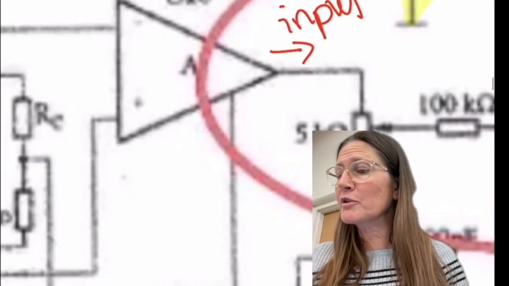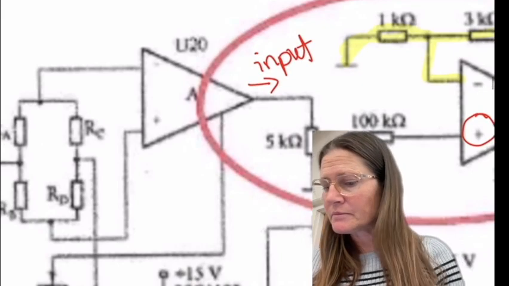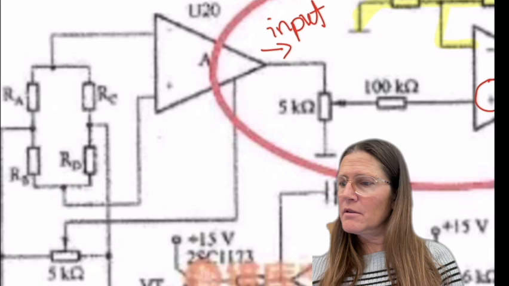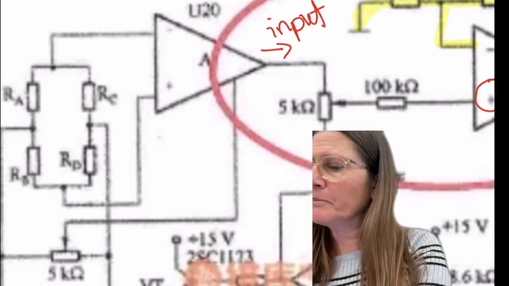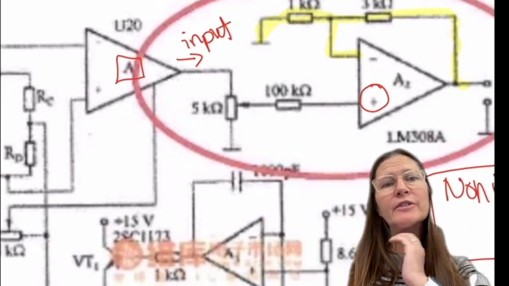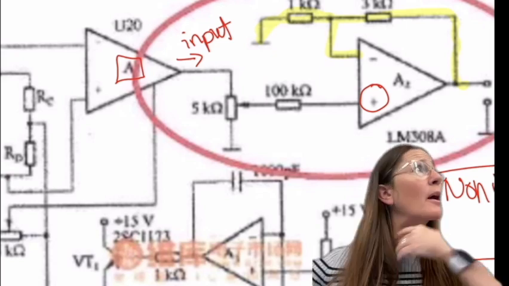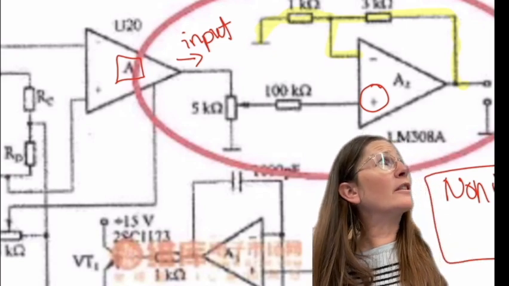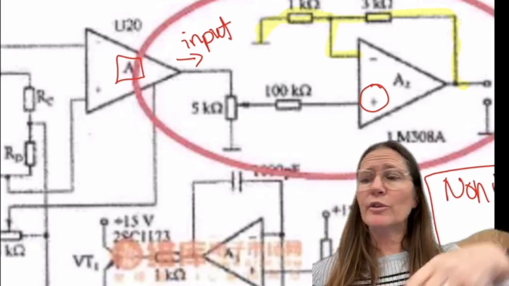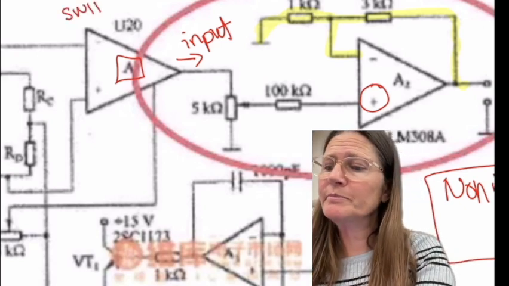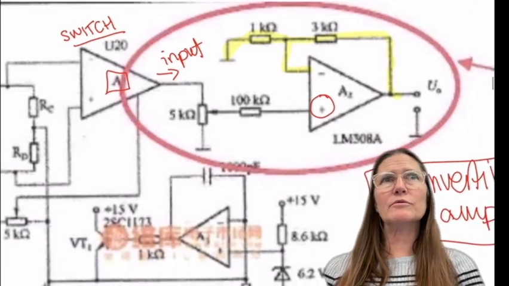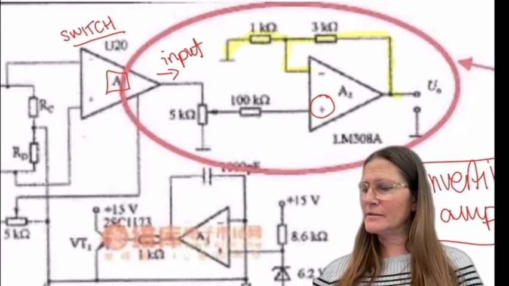Okay, so for example, this op amp right here, the output becomes the input of the next op amp. But there's no feedback from that location back to any of the inputs. So this one would be a switch also. This A1 would be a switch, whatever that A is.